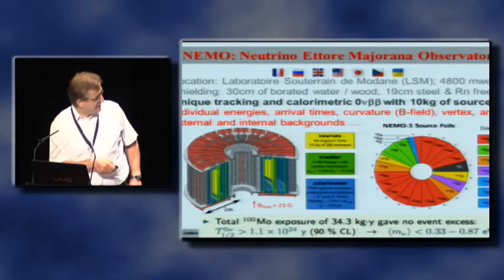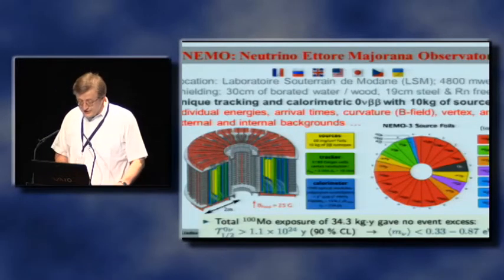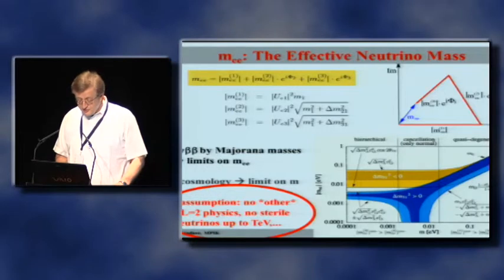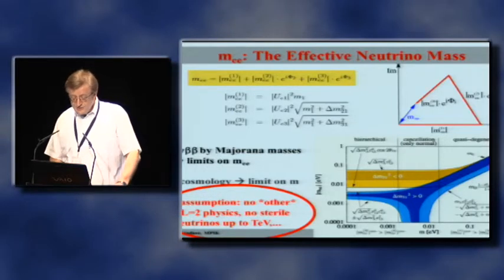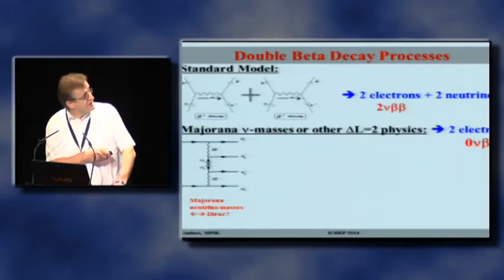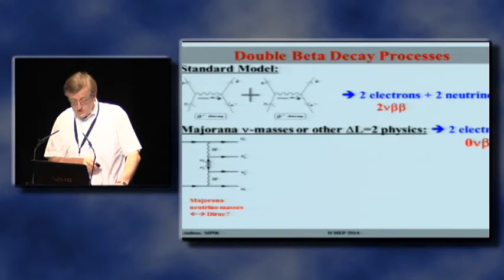They get this limit for the half-life for double beta decay here. Then, for the effective neutrino mass, there's a reminder that the assumption is that there's no other delta L equals 2 physics. Let me remind you that this may be wrong. This is the 2 neutrino double beta decay, it's just 2 W bosons. This is your neutrino Majorana mass, which makes double beta decay.